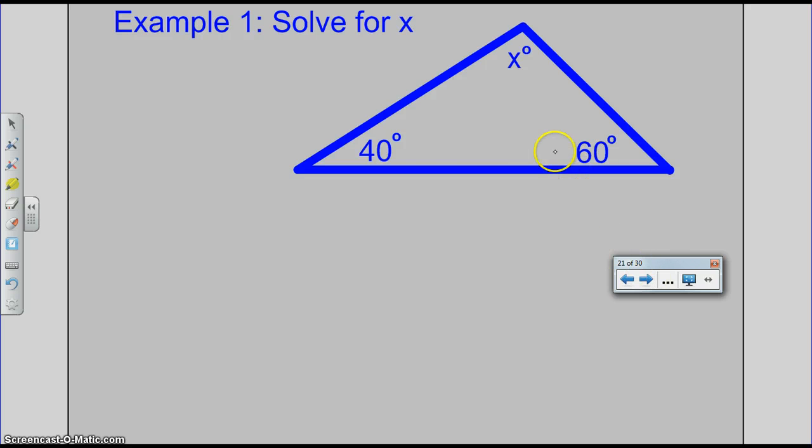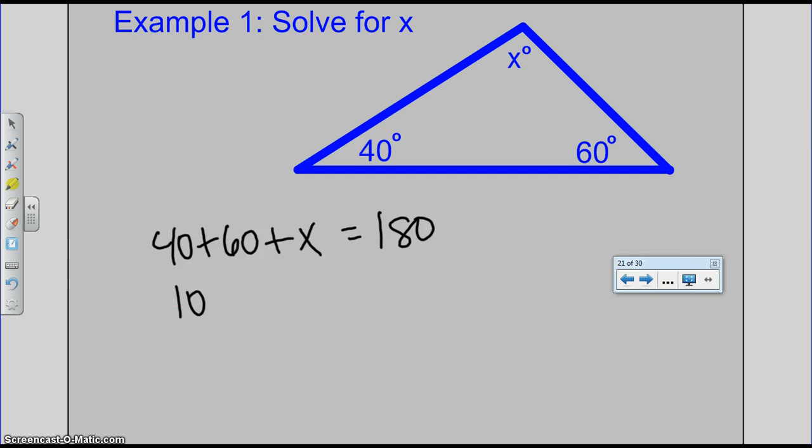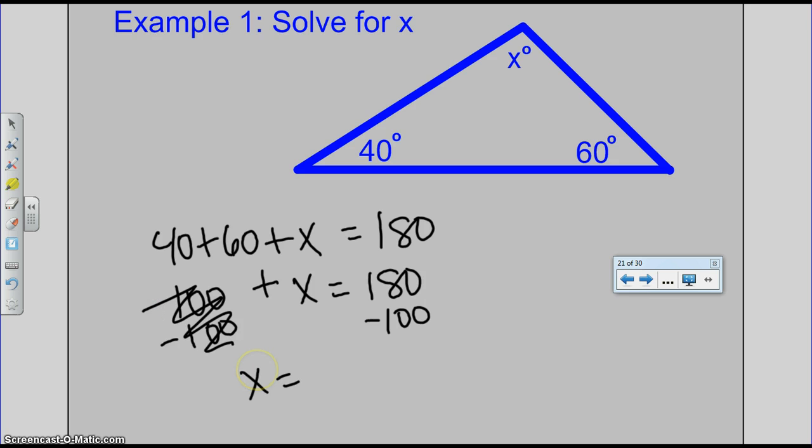When I solve for x, I know that all the angles of a triangle add up to 180 degrees, so 40 plus 60 plus whatever that x is is going to add up to 180. So I do some algebra. 40 plus 60 is 100. Plus whatever that is equals 180. So now I subtract 100 from both sides. That goes away, then I know x is equal to 80.